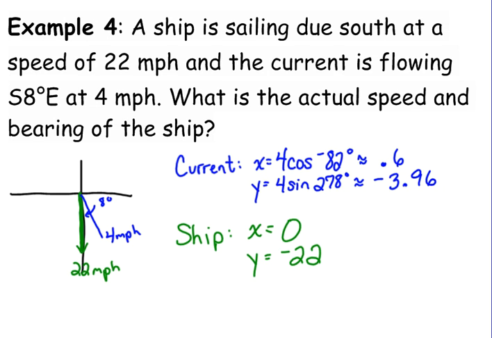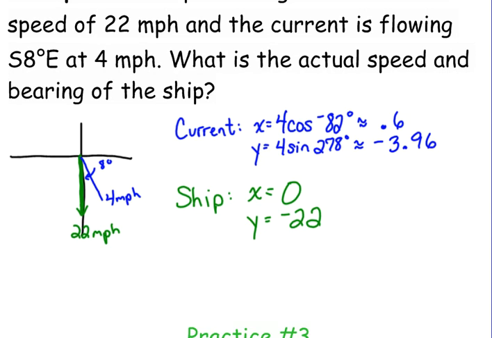Yes, sir. So this one directly east would be 22 on the X. Yes. He said if it's going directly east, the 22 would be in the X and the Y would be 0. Okay, so when we put these together, let's see here, add the X's together, we get 0.6. Add the Y's together, we get negative 25.96.